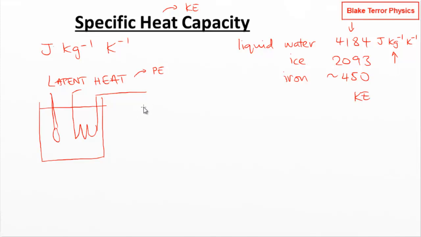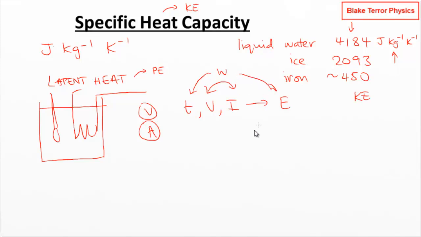You're going to want to put a voltmeter in parallel and an ammeter in series, because then if you've got the time, the voltage, the current, then that is going to give you the energy, because you've got volts times amps, that's your power, that's giving you your watts. You multiply your watts by the time and you get the energy. So VIT, that is equal to your energy.